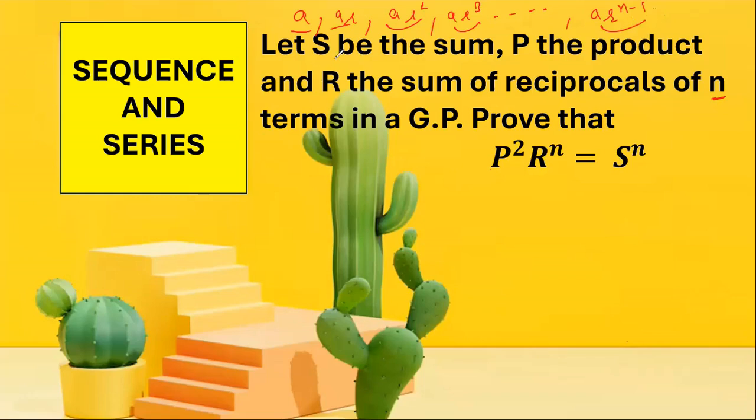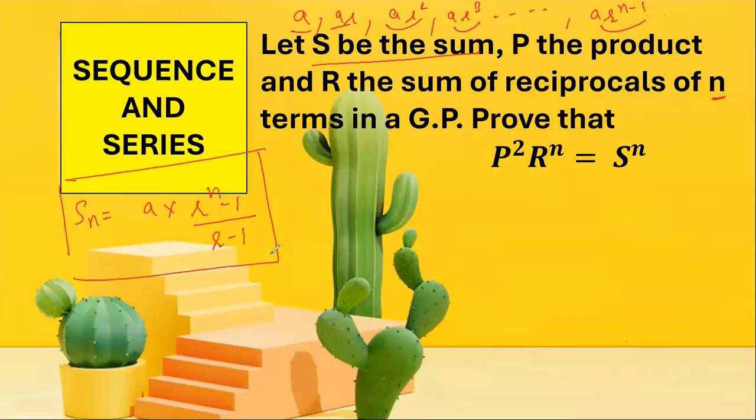Now what they're talking about is that S is the sum. For the sum of n terms of GP, we have the direct formula, which is A times R raised to the power n minus 1 over R minus 1, right? This is the general formula for the sum of n terms of GP. P is the product, which means we multiply all these terms.